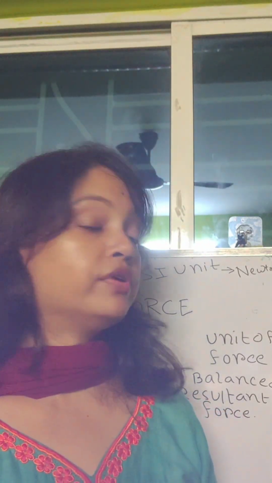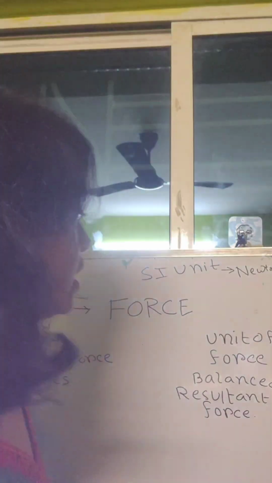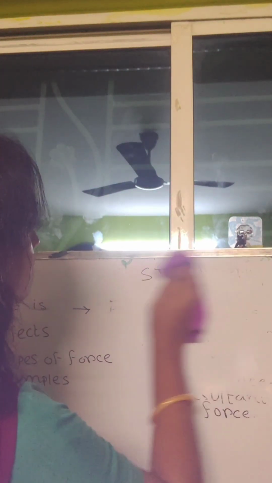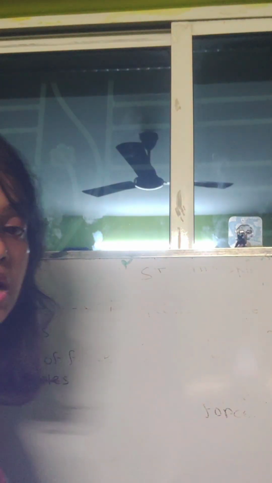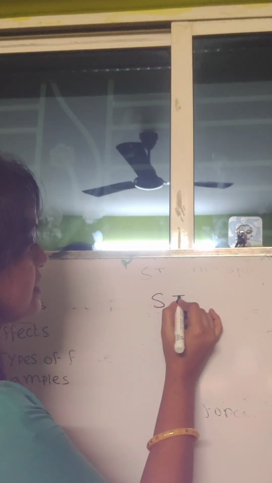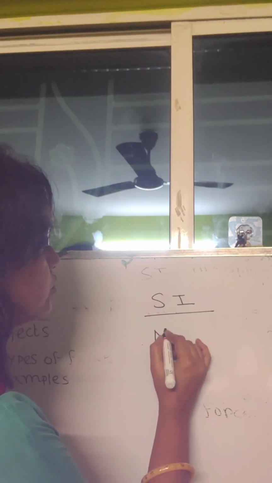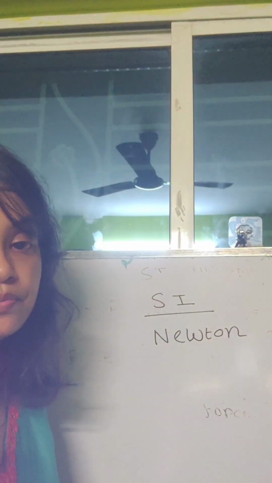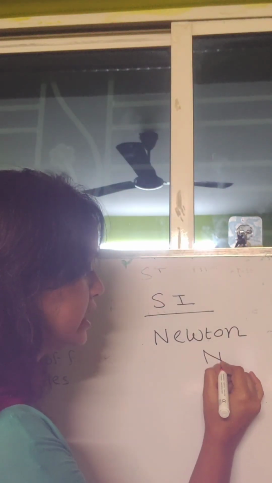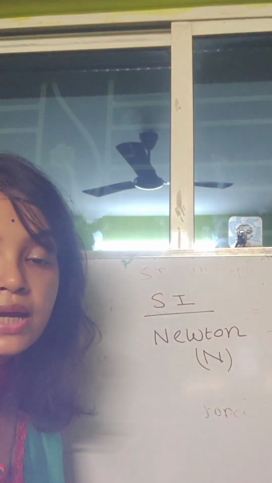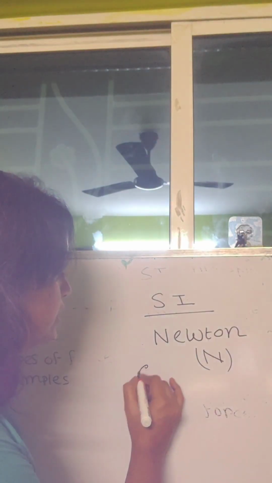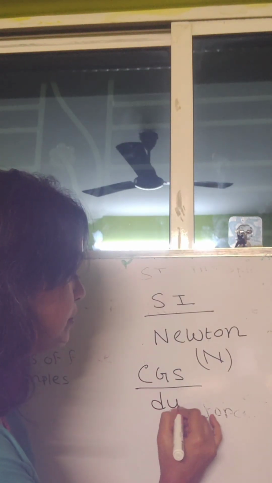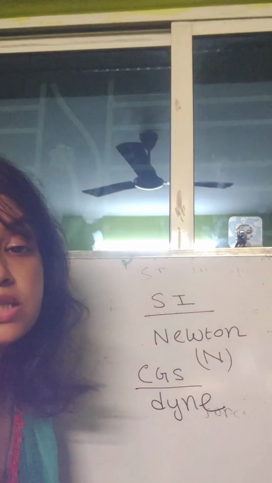Now come to the point of unit of force. In the SI system, Newton is the unit of force, which is represented by N. And in the CGS system, force is represented by the unit dyne.